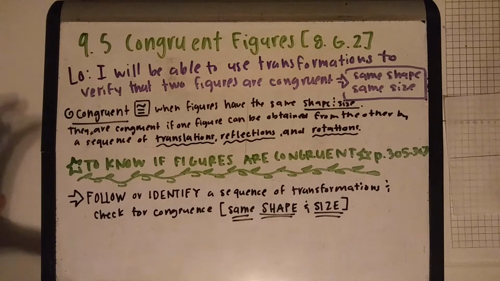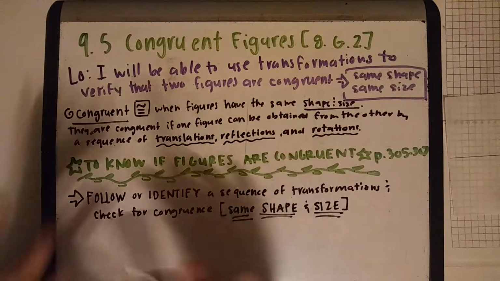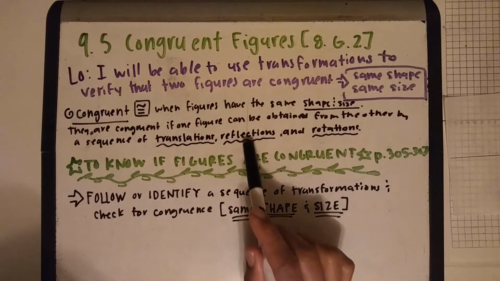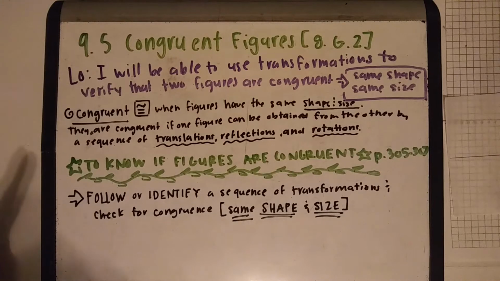So if you were to go from one figure to the other by just doing a translation, by moving it, sliding it up, down, or to the sides, or if you're able to just mirror, reflect it, or rotate it, turn it, then you know that the two figures are congruent.